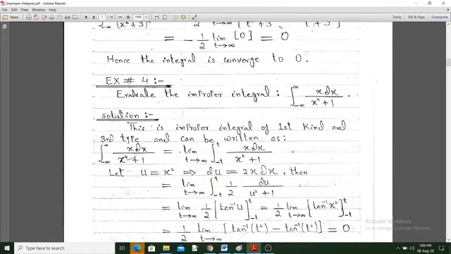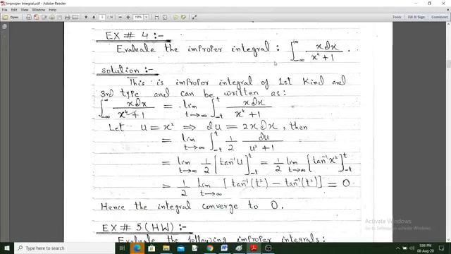This is another example we have to evaluate, and it is very clear that it is first kind and third type. Why third type? Because both lower and upper limits are infinity, and we can write this first kind and third type improper integral in this way: limit t tends to infinity, minus t to t. In order to evaluate this improper integral, we write u is equal to x square, and we get du is equal to 2x dx. Then we get this integral in this way.